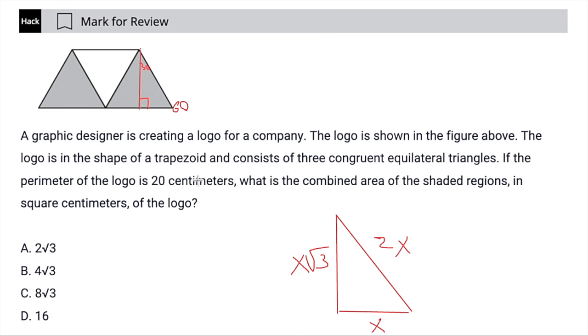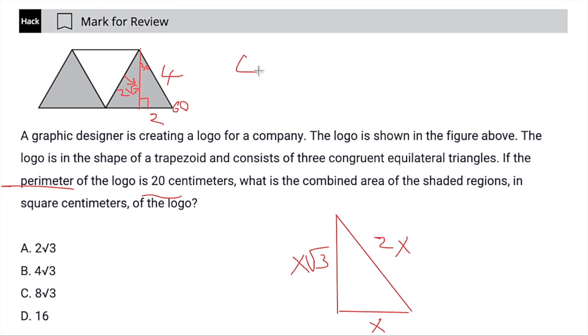But here we go. So basically, if the perimeter is 20, we know that all of these sides are going to be 20 divided by 5 or 4. Since this is our 2x, that means that the shorter side is going to be 2, and the other leg is going to be 2 times the square root of 3. It's asking about area of the shaded regions. So basically, I just need to take the area of this and multiply it by 4.